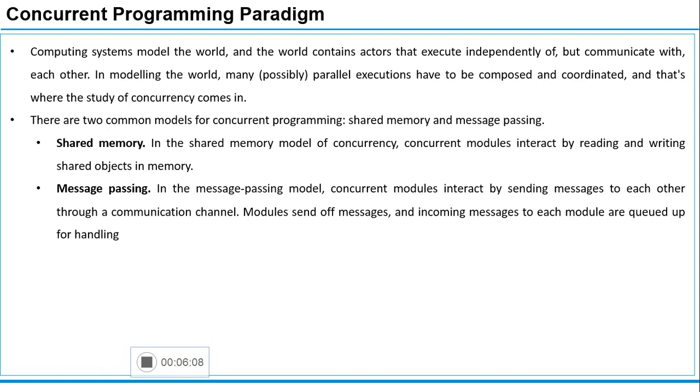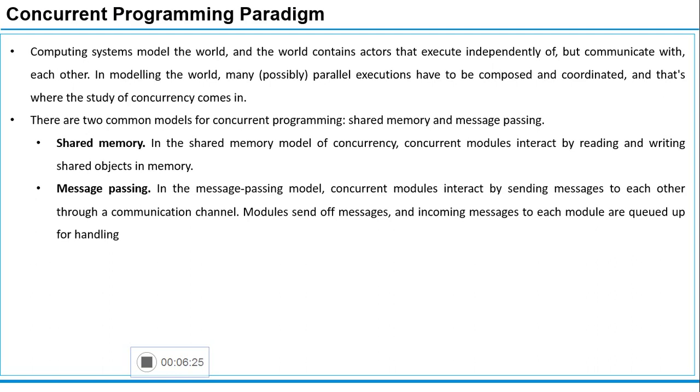So the computing system models the world as actors that execute independently but communicate with each other. That is, we have IPC, where one process tries to communicate with another process. In the modeling world, many parallel executions have to be composed and coordinated.